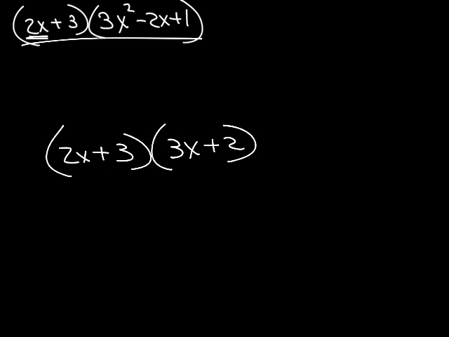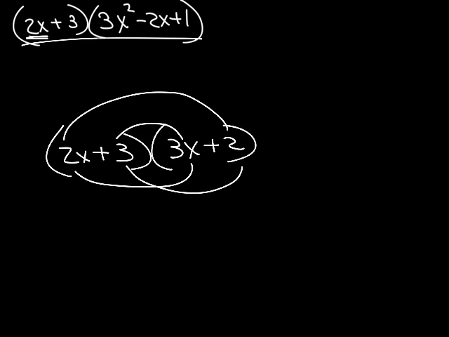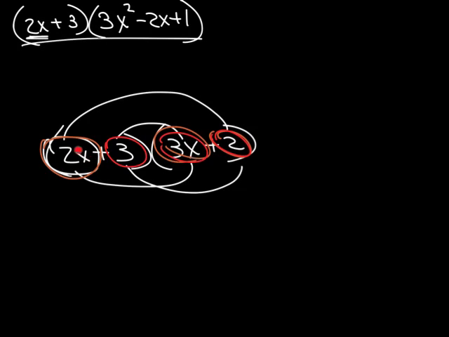Okay, the FOIL method says we take the first numbers and multiply them, the outside numbers and multiply them, the inside numbers and multiply them, and then the last numbers. Okay, so let's see what happened. We actually took this number, let me do this in orange, this number, and multiplied it by this one and this one. Then we took this number and multiplied it by this one and this one. So really all we did is we took each of the numbers here and multiplied it by each of the numbers here. And that's what we're going to do up here.